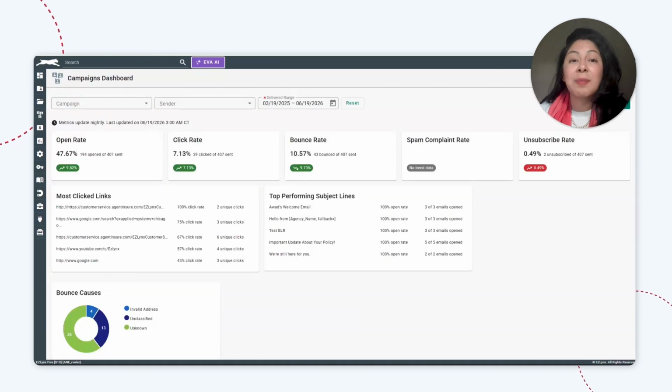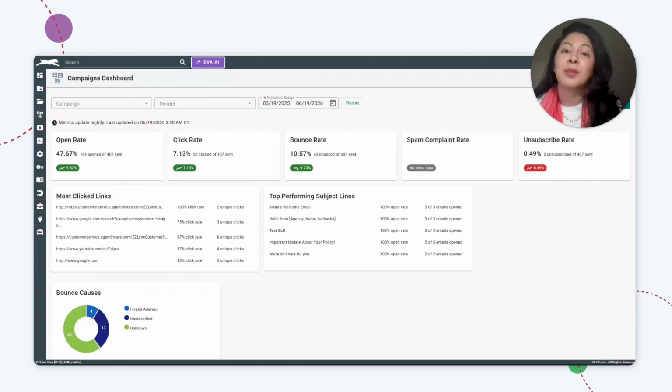Next, we have spam complaints and unsubscribes. Now, these metrics are important signals. They do not necessarily mean something is always wrong, but trends here can tell you when content, audience, or frequency may need adjustment. While you should always take note of these metrics, some unsubscribes are likely to occur. Spam complaints, on the other hand, cannot be taken lightly. Spam complaints are just that, complaints, and over time, they will impact your sender reputation.